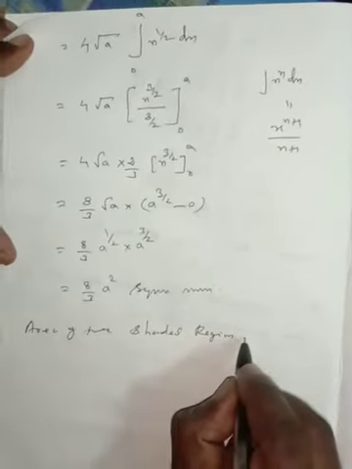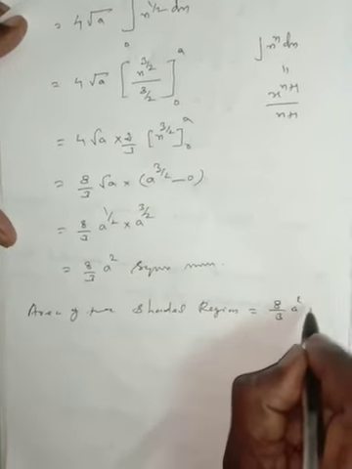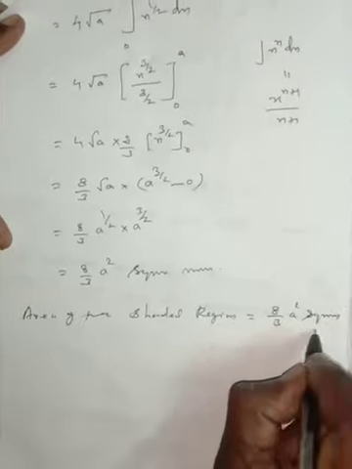The area of the parabola is 8 by 3 square units.